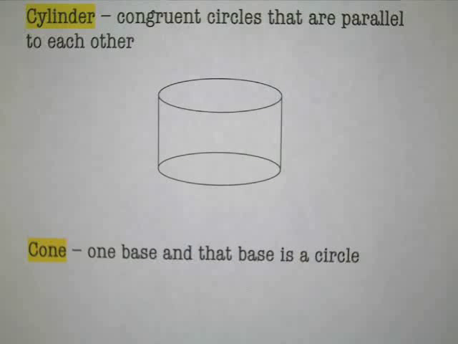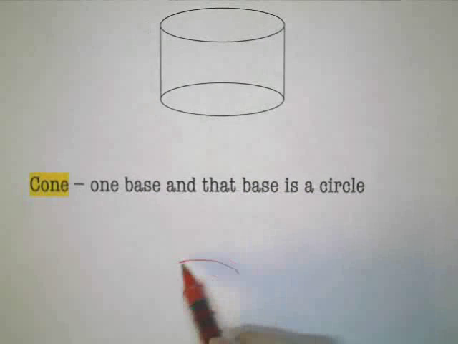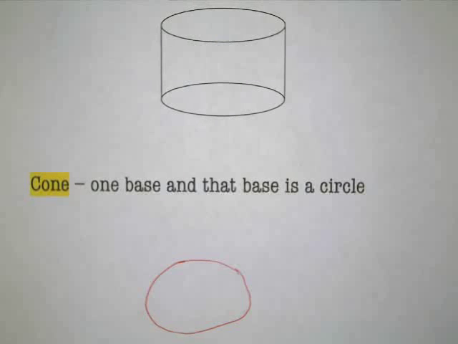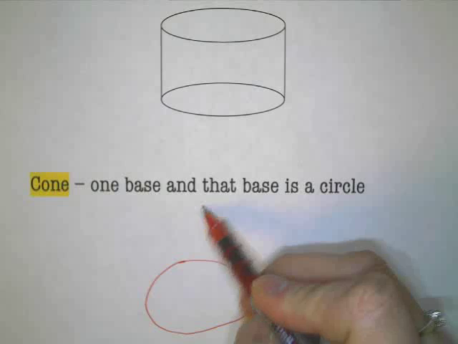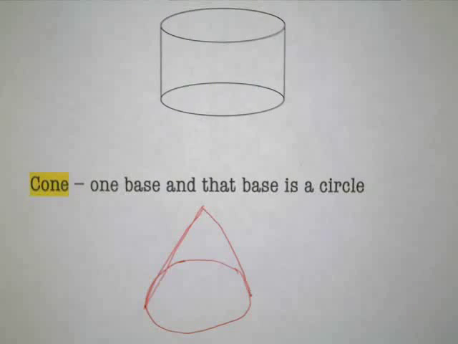And a cone then has one base, and that base is a circle. And we're going to see if Mrs. Miller has any drawing skills. Not so good so far. And then it meets up at a point. You all know what a cone looks like? Because I know you've all eaten ice cream cones.